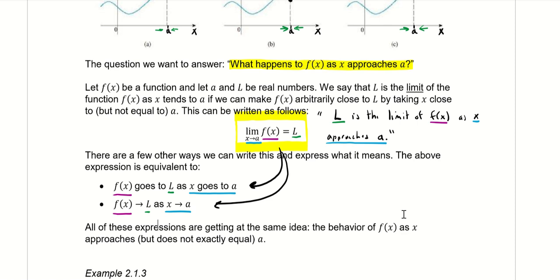And all of these expressions are getting at the same idea. What is happening to f of x as x approaches but does not exactly equal a? Sometimes this is the tricky thing with limits, and we'll see this with our example in a second. We don't really care about what's going on at a, which is kind of contradictory because it's in our expression and we're dealing with it. But when we talk about a limit, we're really talking about what's going on close to a. What is going on with our function as we get towards a, not exactly at a.